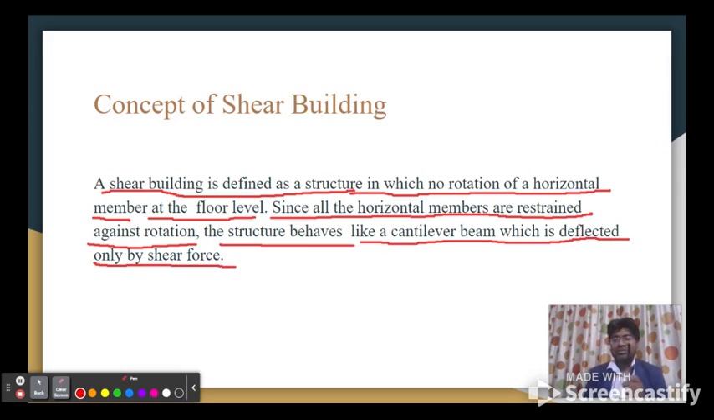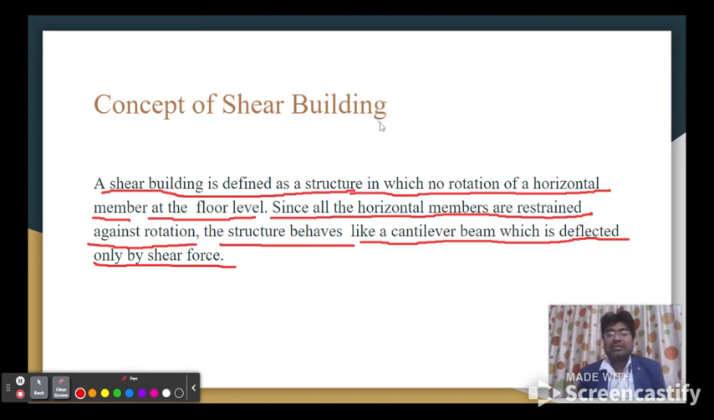See what is happening. Let's consider this to be a structure, and my hand is the foundation. Now this structure is behaving like a cantilever beam. See, I am rotating. So this is the foundation, and now it is a cantilever beam. It is behaving just like a cantilever beam. So this is the concept of the shear building.